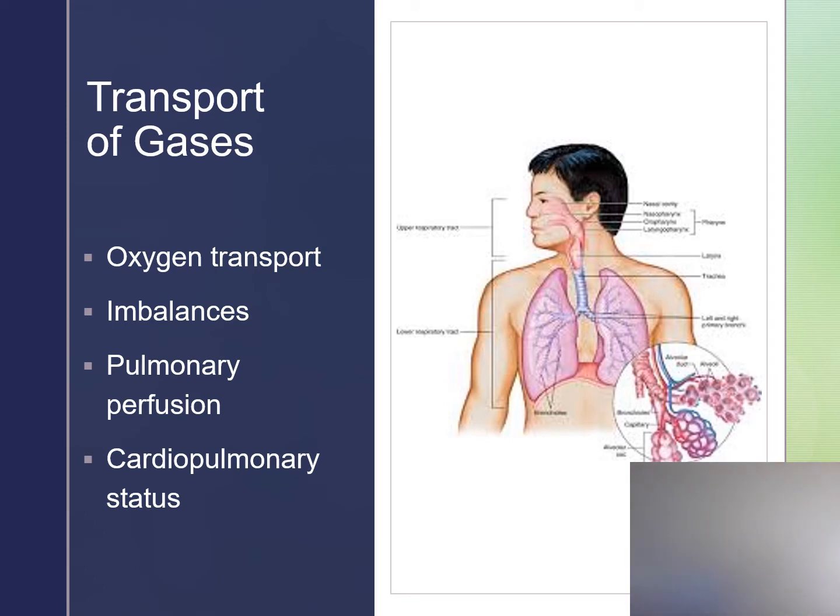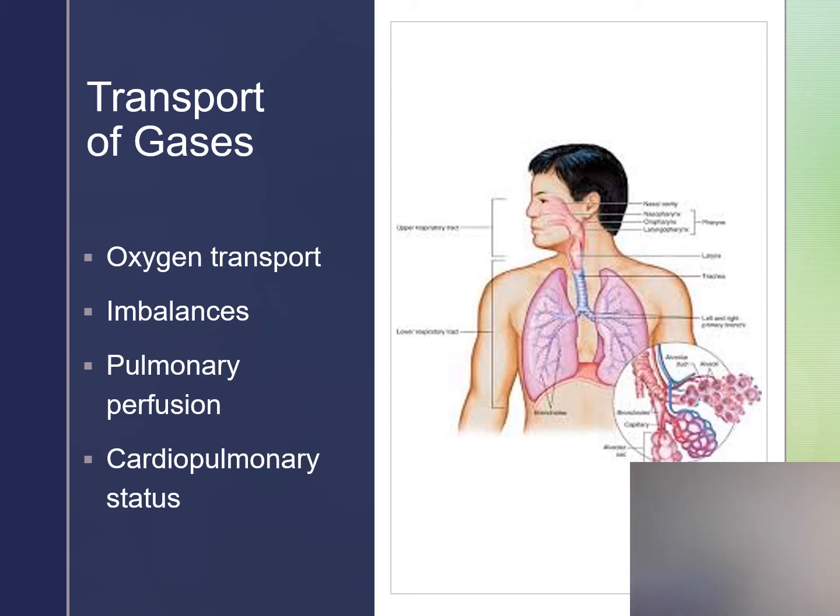Oxygen transport occurs through dissolving in the plasma or combining with hemoglobin in the red blood cells, and that's called oxyhemoglobin. Oxygen diffuses across the cellular membranes. Carbon dioxide diffuses from the tissue cells to the blood. Imbalances are going to be discussed more thoroughly the next 8 weeks in our acid-base imbalances. But we have respiratory acidosis, respiratory alkalosis, metabolic acidosis, and metabolic alkalosis.